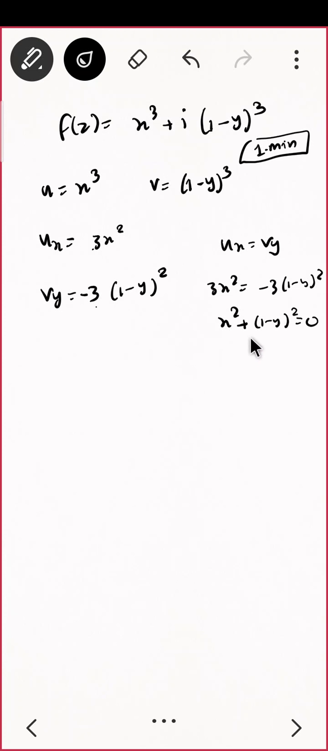What can you say? The addition of these two square terms is 0, that means what? Your x must be 0 and this guy 1 minus y must be 0. So y is equal to 1. So what is your z? Z is equal to i. Do you agree? So at z equal to i, this is satisfying ux equal to vy.